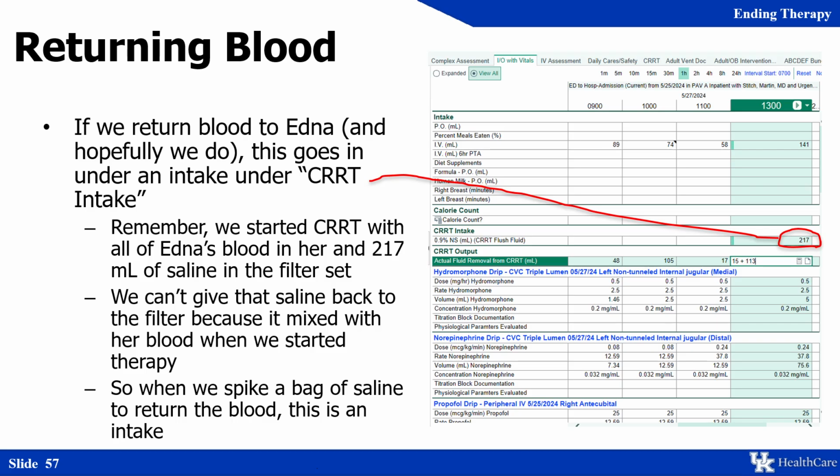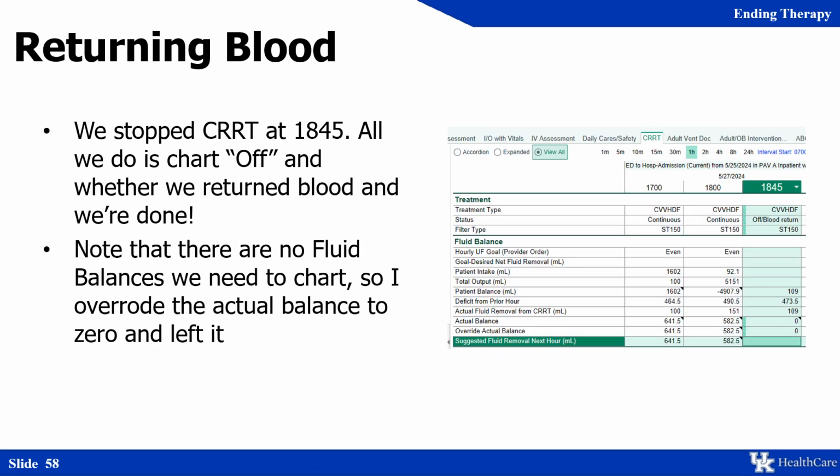We talked about this earlier, but again, even though it's her own blood, it is a net intake, because we can't take the saline that we use to prime the filter set out of the filter to return it. We have to actually give more saline to push that blood back into her. You can see at 1845 we have created a time column and our status now says off and we return blood. And there are no fluid balances that we need to chart because we're done.